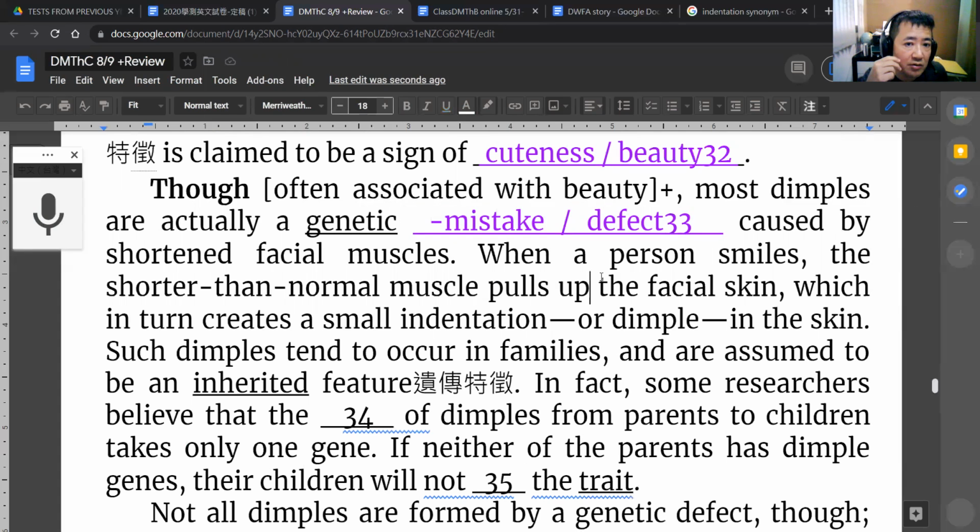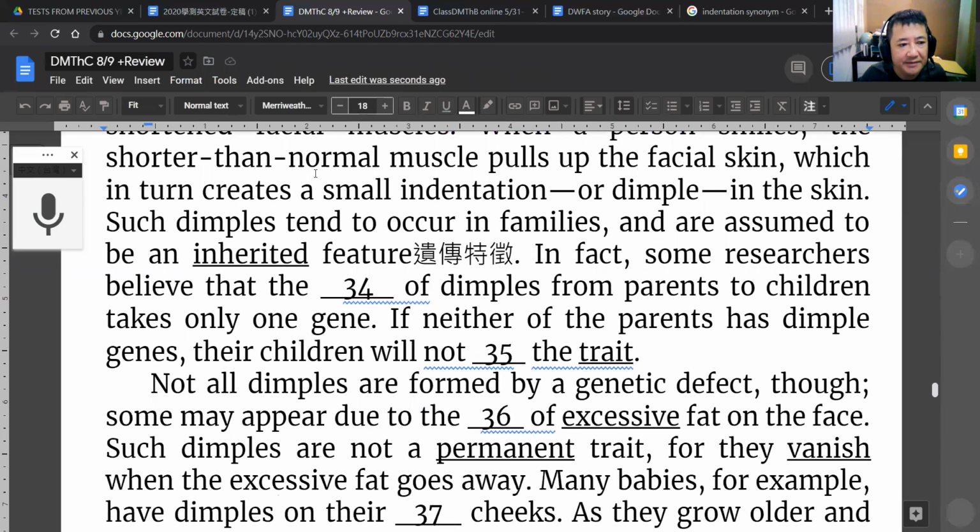Caused by parts of your facial muscles that are too short, okay? By shortened facial muscles. When a person smiles, the shorter than normal muscles pull up the facial skin, which in turn creates a small indentation or dimple in the skin. So when you smile, the shorter muscles pull up on the facial skin, which in turn creates a little indentation or dimple in the skin. Okay.